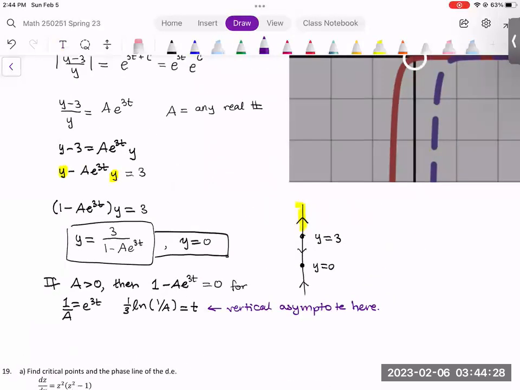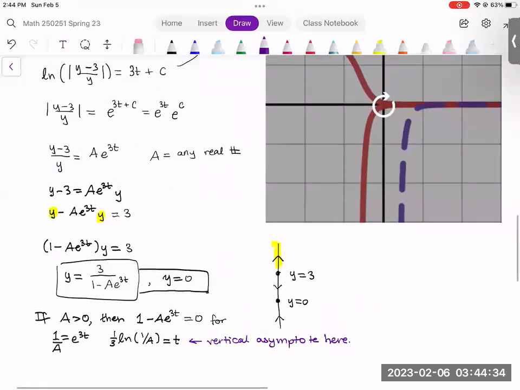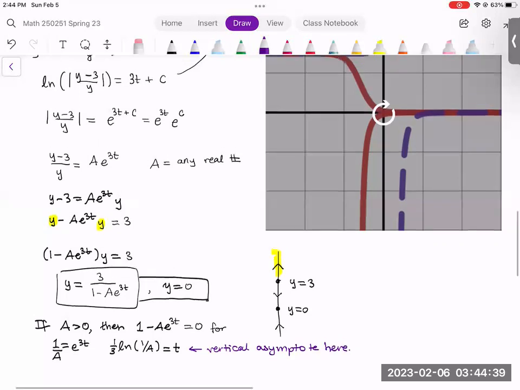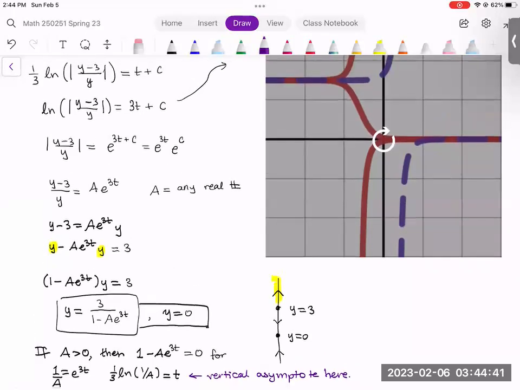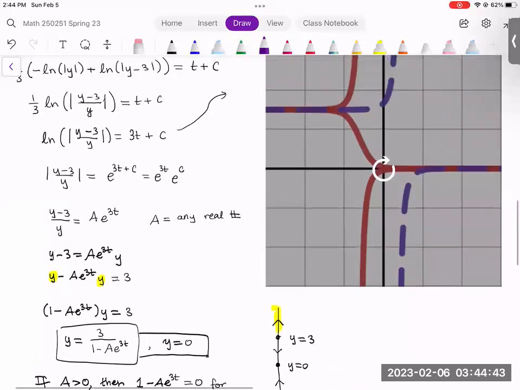Great. So some of the things that I was hoping you would get out of this: a review of partial fraction decomposition, in this case where we have non-repeated linear roots, and a little bit of practice of working with natural logarithms and exponentials.